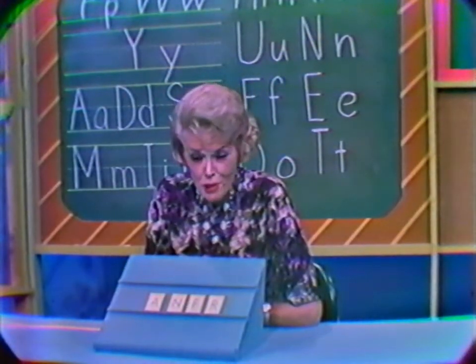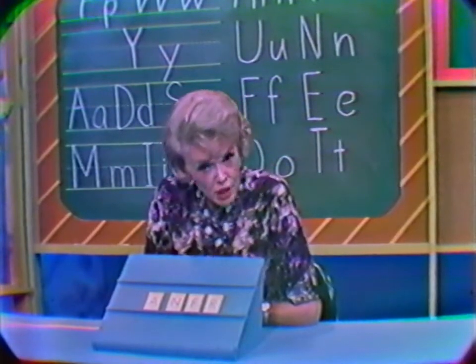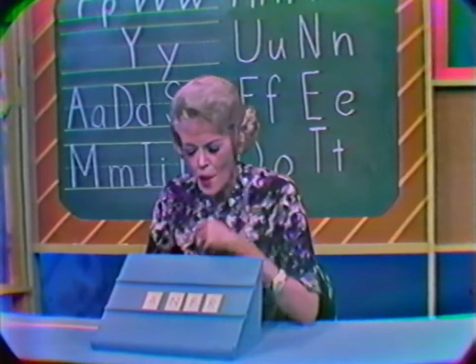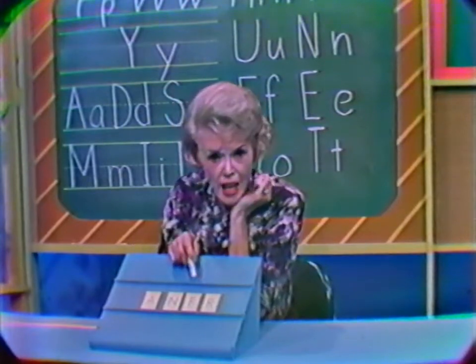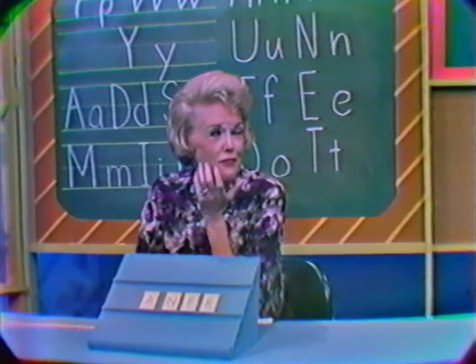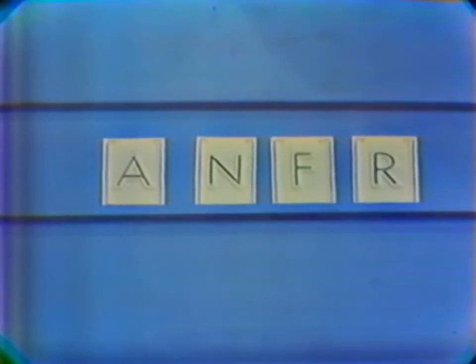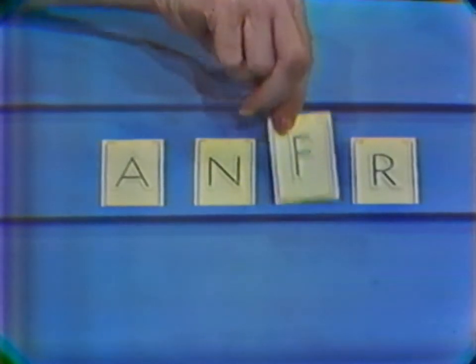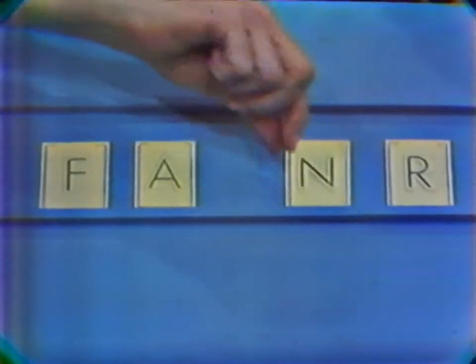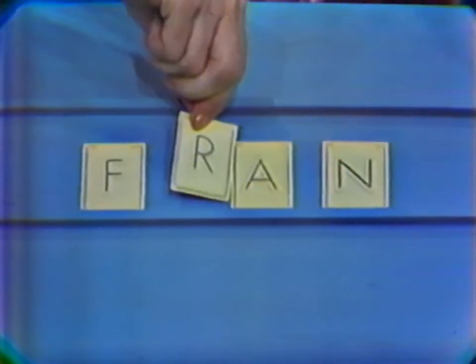Hello, you ready for writing lesson 2? Did you figure out Alfred's secret name? Well, the letters were A-N-F-R. Oh, Alfred, you're so sweet. They spell my name, Fran. Let's see. We'll put the F over here and move the R right next to it, and the A and the N, and we have F-R-A-N, Fran.